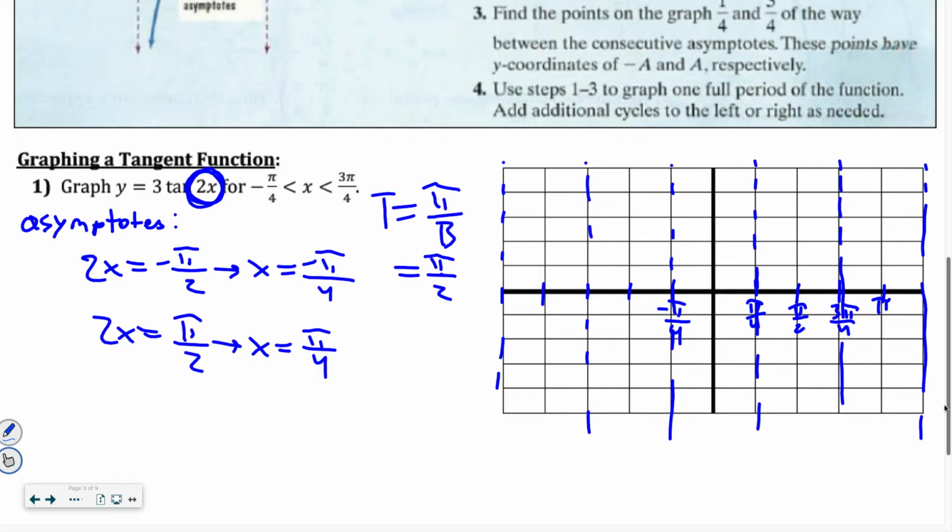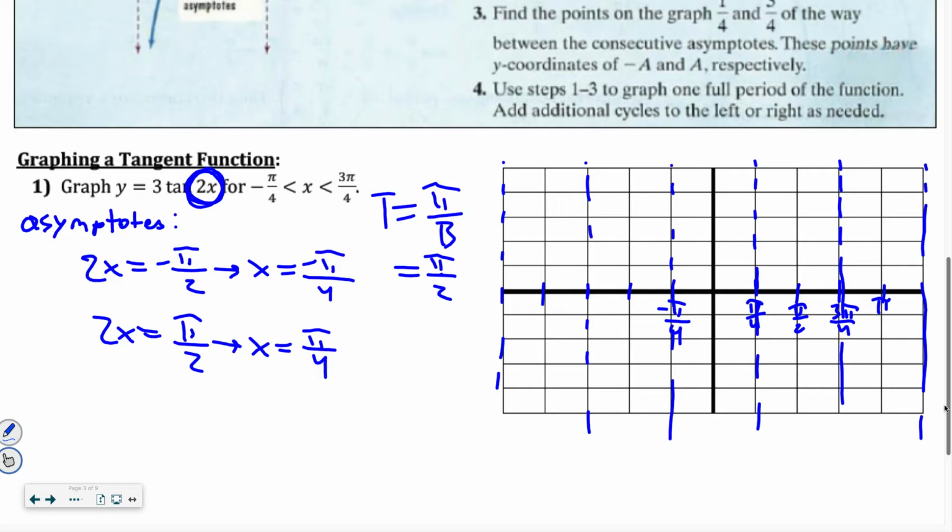So that way, if I plug in negative pi over 4, what do I get? I'd be plugging in tan of negative pi over 2. If I plug in pi over 4, I get tan of positive pi over 2, which are our asymptotes, right? So we're figuring out what I would have to plug in for x for it to blow up. Well, I'd have to plug in negative pi over 4 and pi over 4. Yes? Do you always set it to negative pi over 2 and pi over 2? Yes.